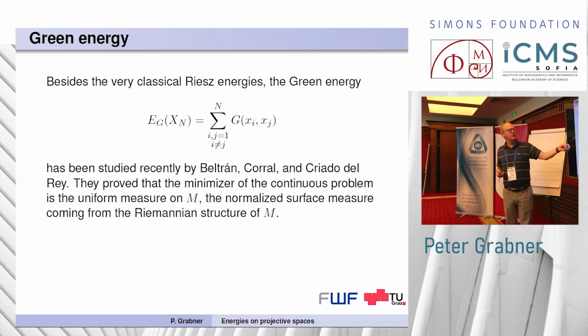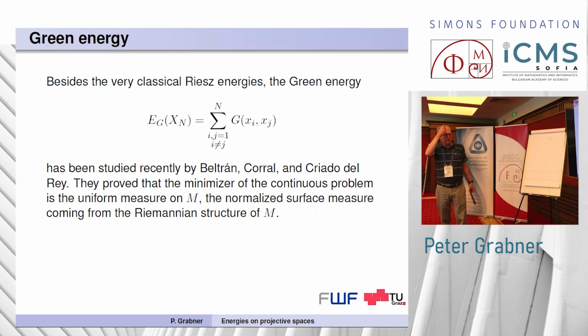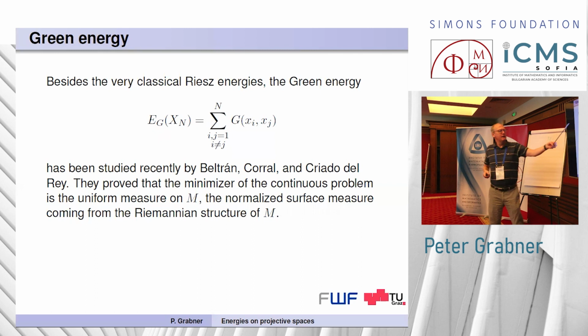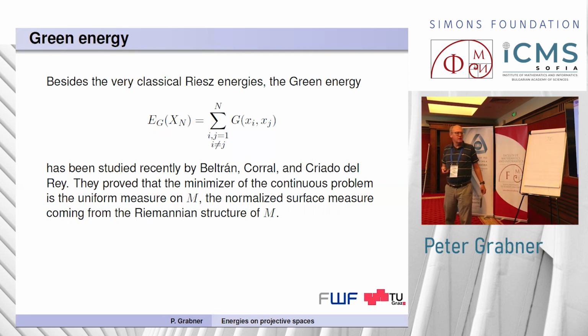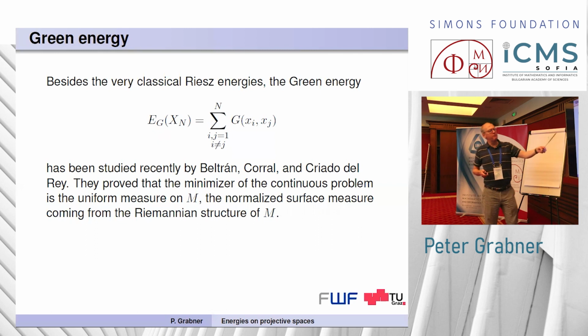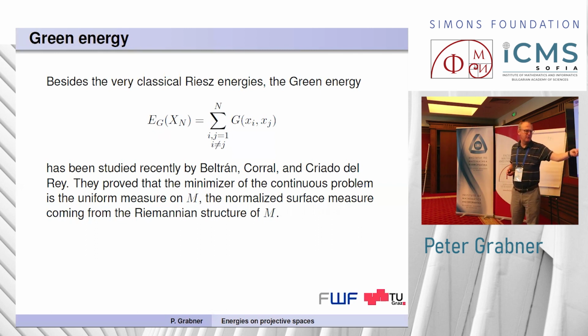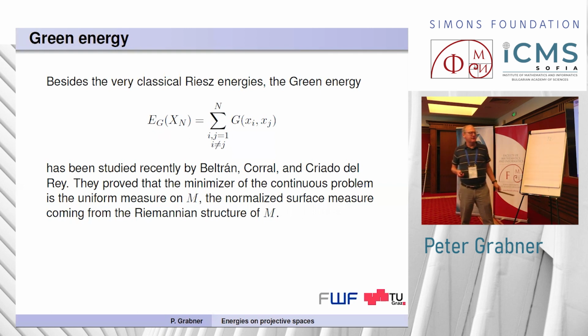And then if we look at the special case of the Green function, then we have this Green energy, and in this case it has been proved by Beltrán, Corral and Criado del Rey that the minimizing measure is actually given by the uniform measure on M. So this is what I was alluding to before, that the Green energy is a very natural choice because it has the preferred measure on M as the minimizer for the energy problem.